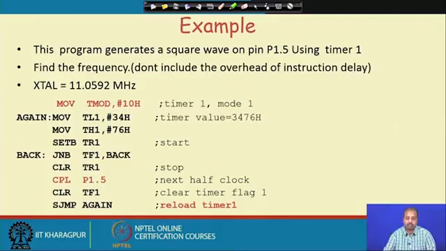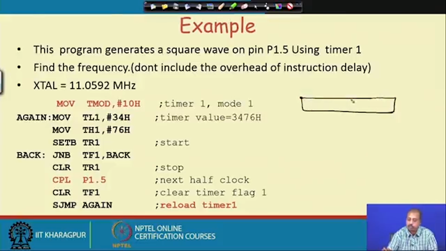Next, we try to find the frequency. This program is generating a square wave on P1.5 using timer 1. First, the TMOD setting: the second nibble is 0, because the previous example was using timer 0. This is using timer 1, so the lower order 4 bits of TMOD are 0 0 0 1. These bits tell that I am using timer 1 in mode 1.